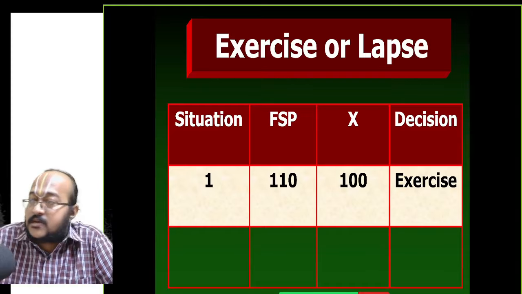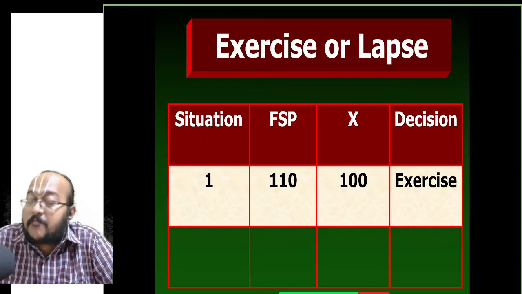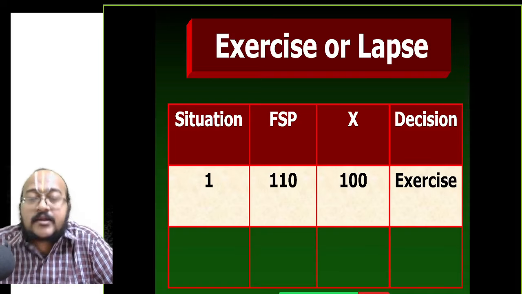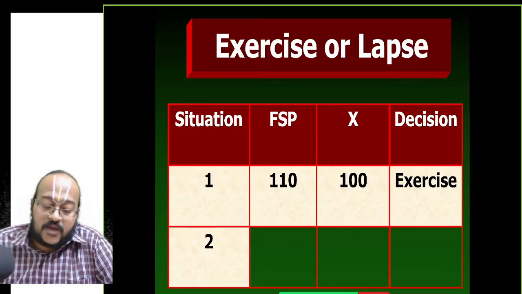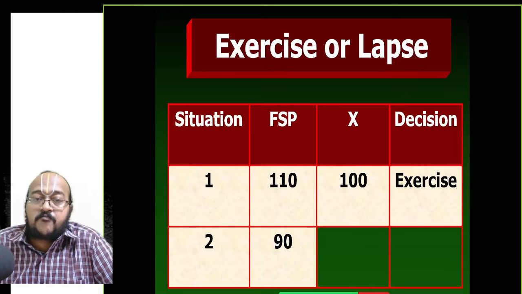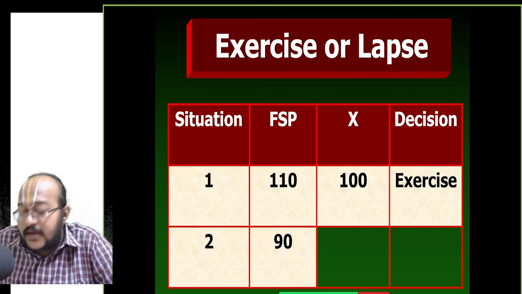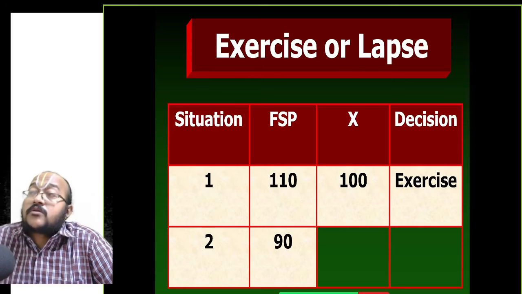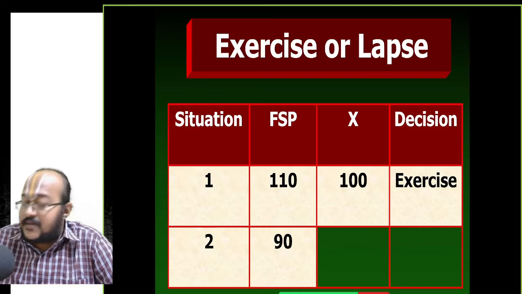The gain is FSP minus the strike price, that will become your gain in case you are option buying. You are holding the right. Understood? Next situation, situation number 2. FSP becomes 90. After 3 months, the share price rose to 90, which means today it was 75. From 75 it has increased, but not to 110. Only up to 90 rupees it has increased.